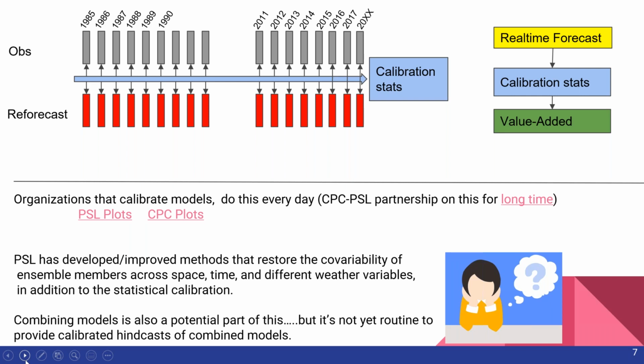Before that, it was current model runs versus observations, so a little different. It wasn't such big data sets. Physical Science Laboratory has developed improved methods, again, to restore how the model members across space and time, how precipitation and temperature link together. After you correct each one, you then compare them to each other and make sure that they are consistent. And then we're working on combining multi-models.